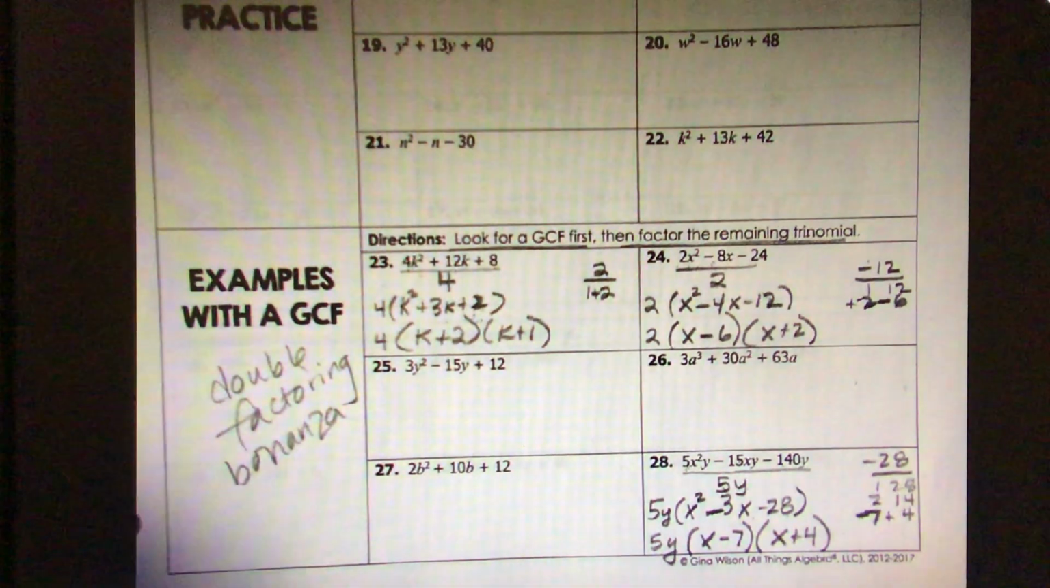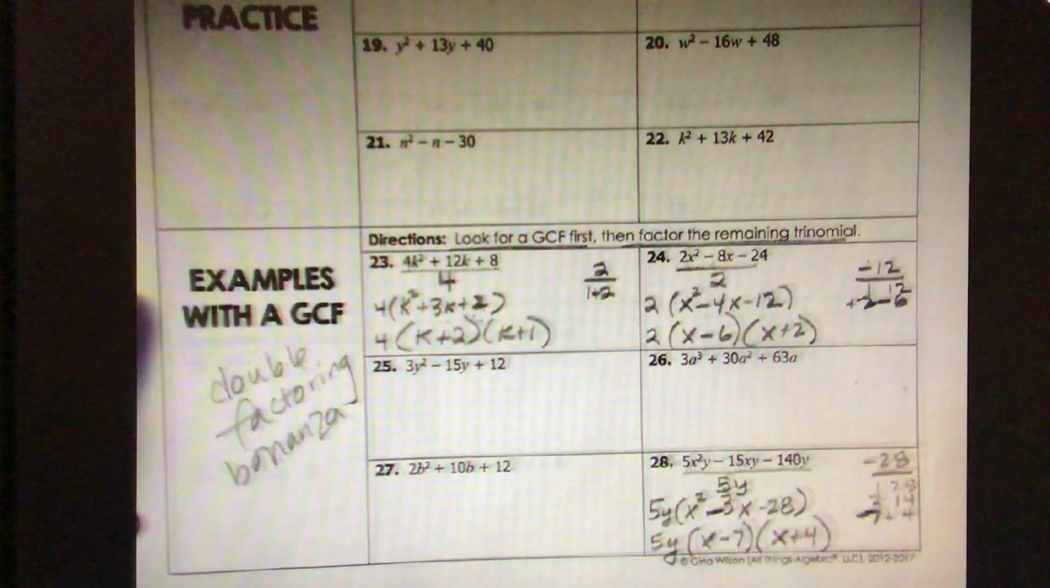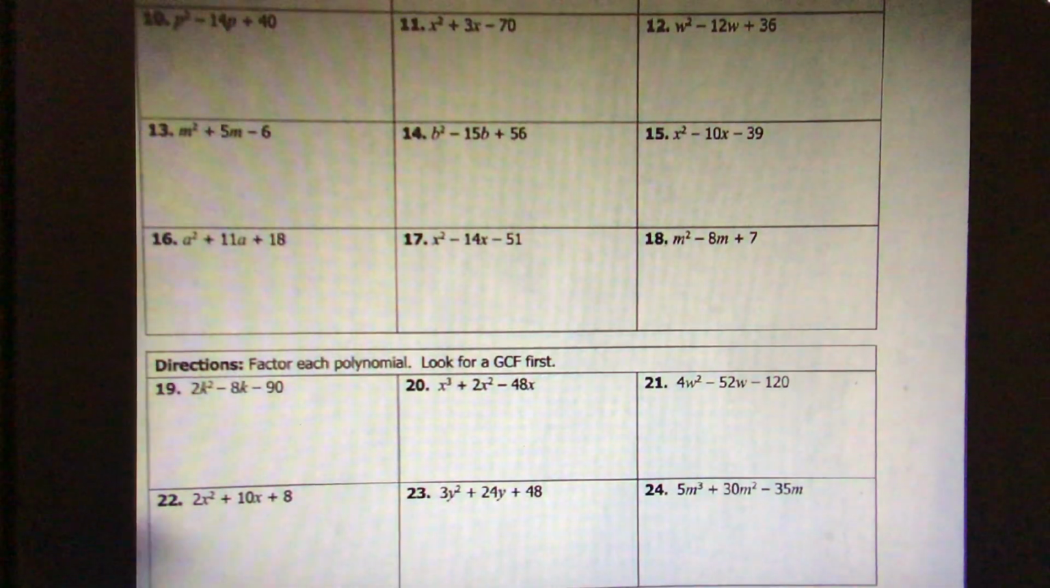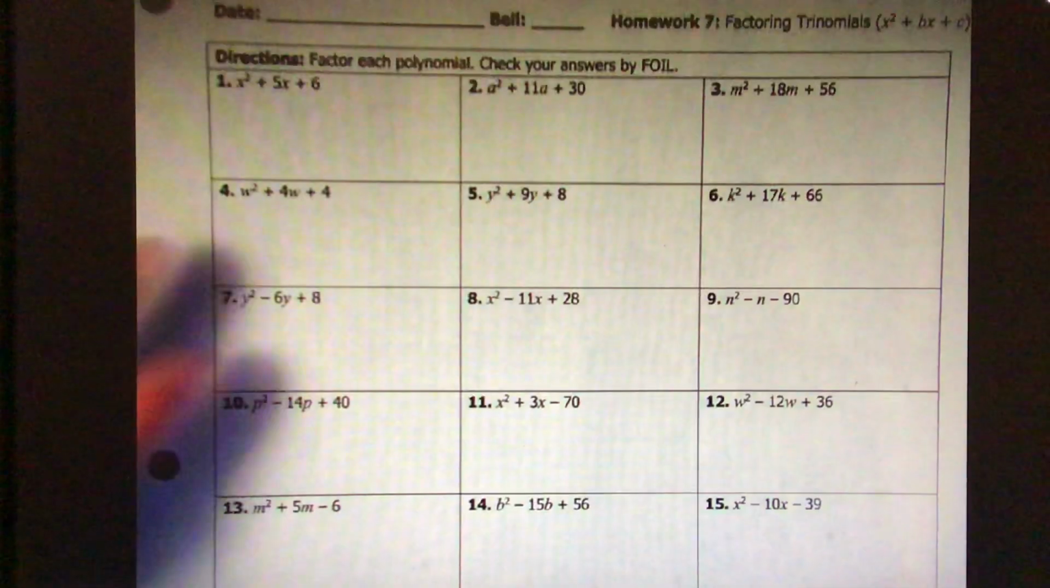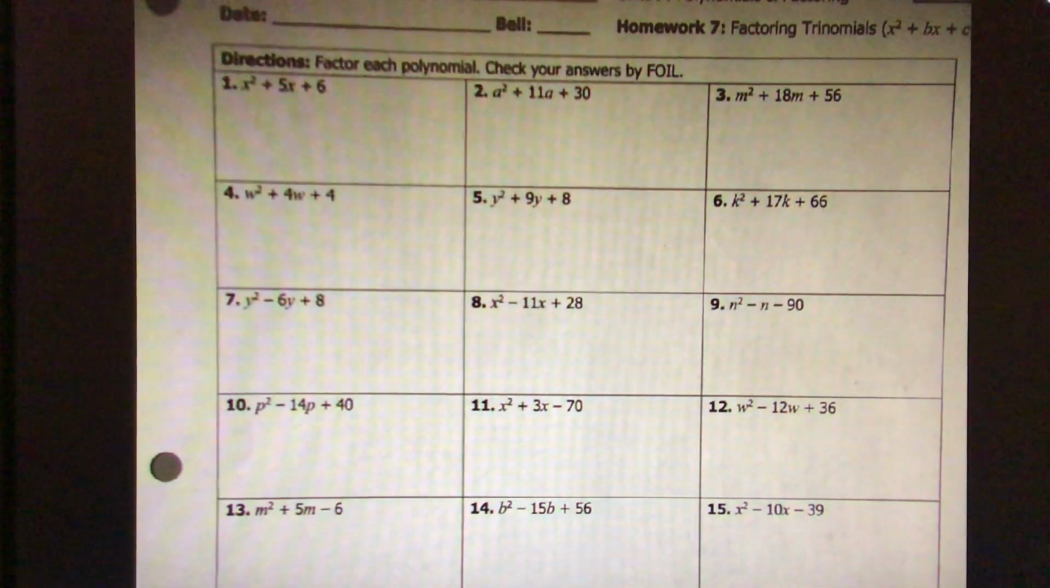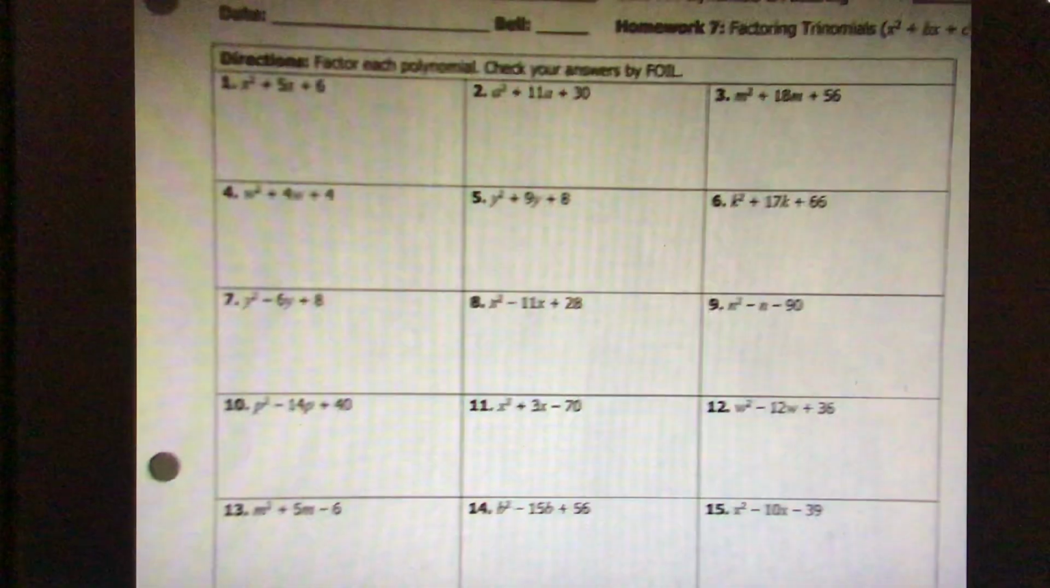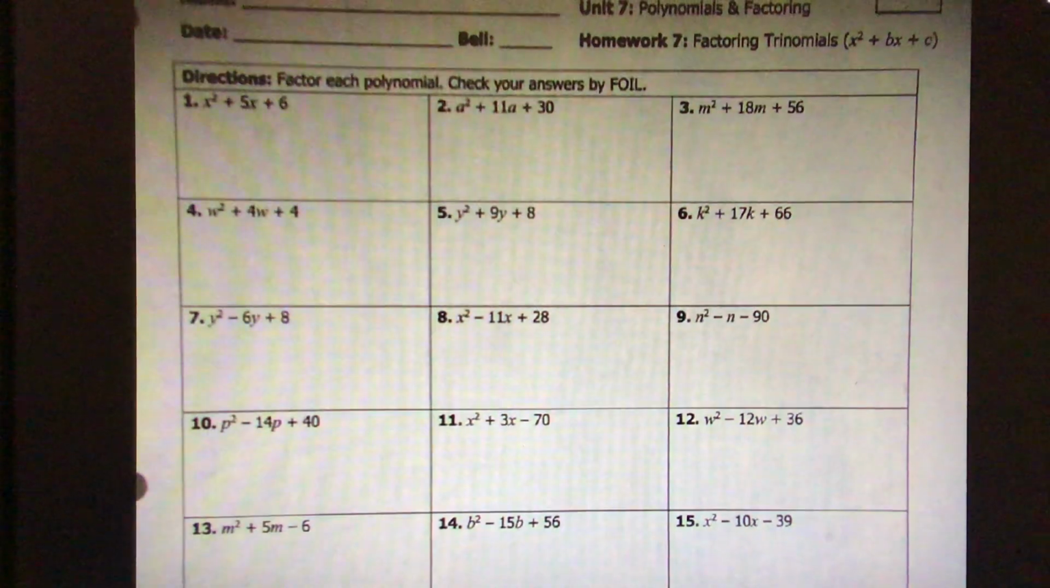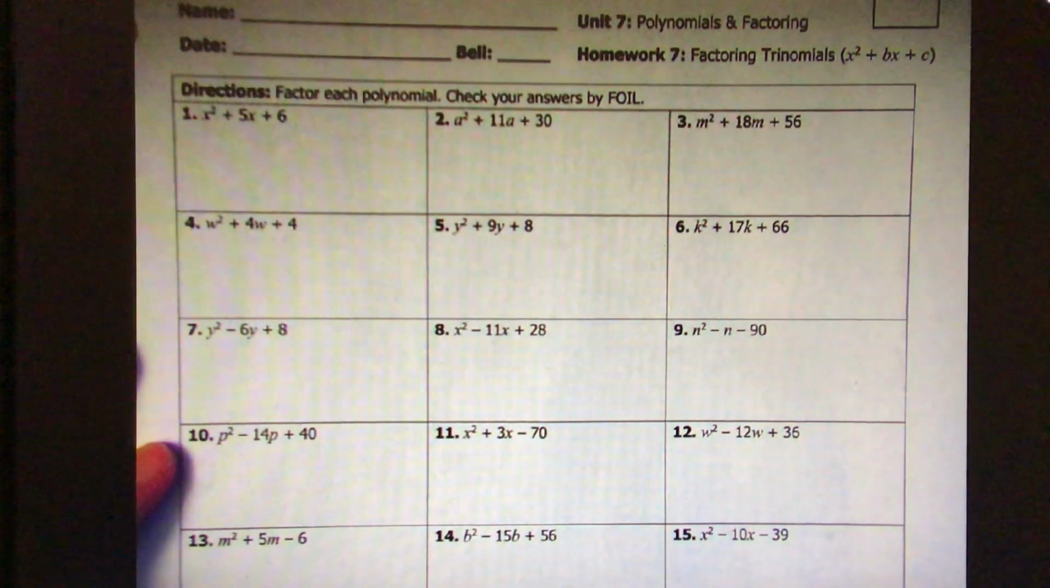Okay, so now let's do some of the homework. It's going to be a lot of this kind of combined, if you think about it. So, can you see this? Homework 7, like that, you should be able to see that.